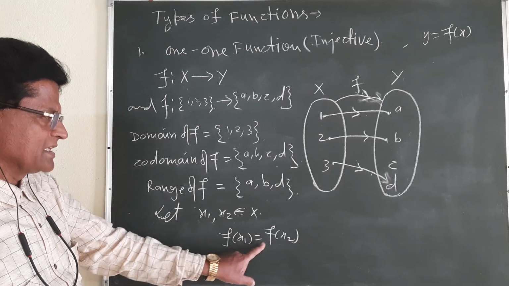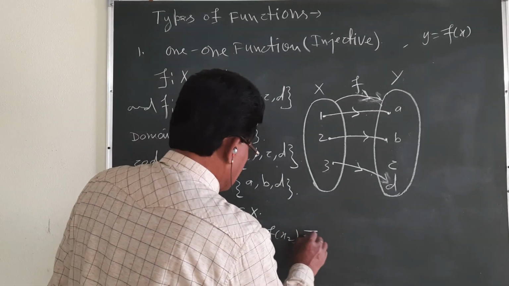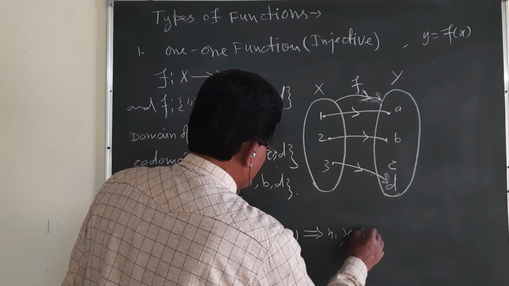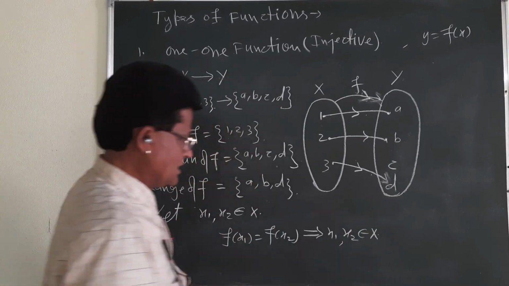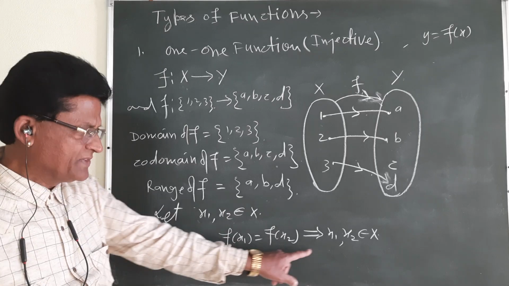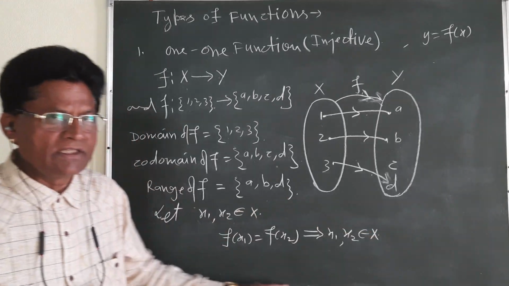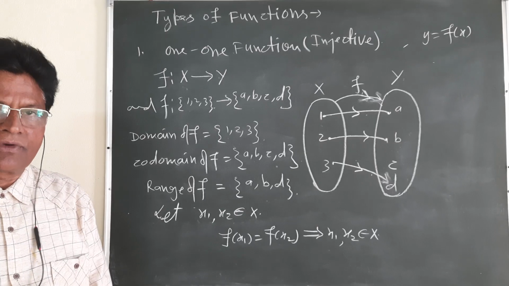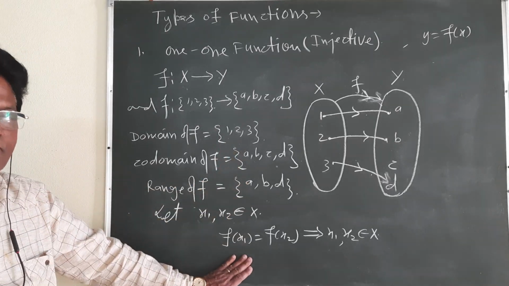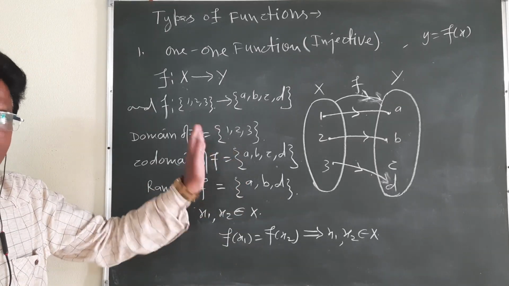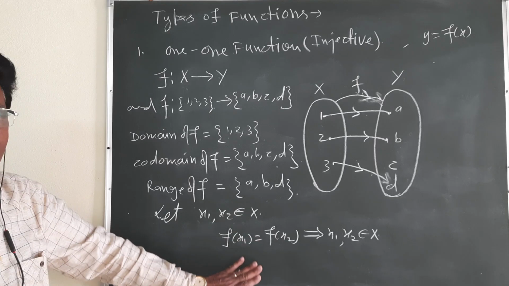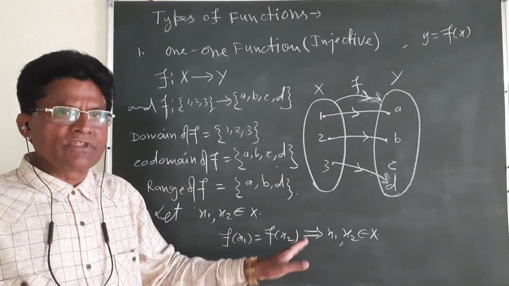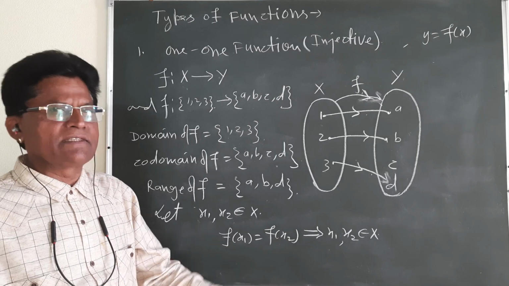If f(x1) is equal to f(x2), it implies that x1 equals x2, where x1, x2 belong to X. Try to understand. If this condition holds, then only the function will be one-one. Otherwise, the function will not be one-one. I will take that example, then automatically you will understand. Because first of all, I am telling you the definition, so that you will understand the questions easily.